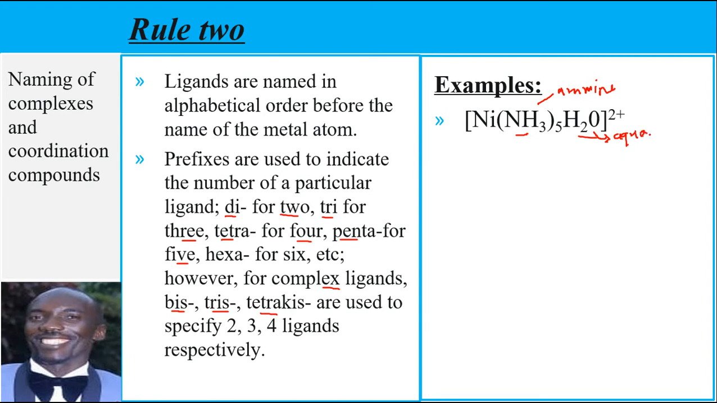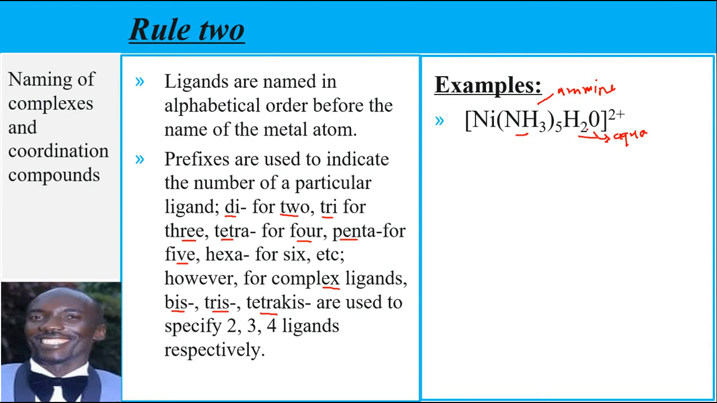So what do we mean when we say that this ligand must be named alphabetically? You need to look for the word which comes first. So between the two, which word comes first? If you check on the word amine and aqua, all of them start with letter A. So they have the same letter. So that one we forego it. We go to the second. I hope all of us did alphabetical order in primary.